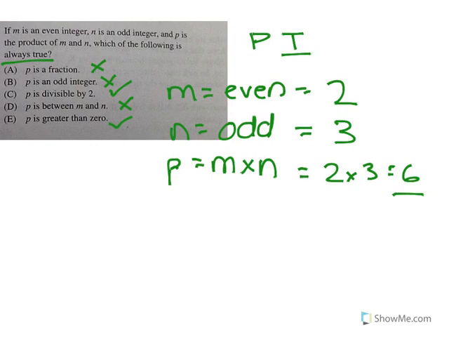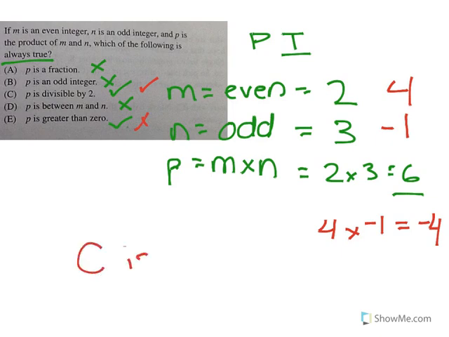We could always try different values. So I'm going to change colors, and I'm going to say, instead of these, I'm going to pick 4 and -1, because that's an odd integer. If I were to multiply those together, I get -4, in which case it's still divisible by 2, but it's not greater than 0. So therefore, C is always true.